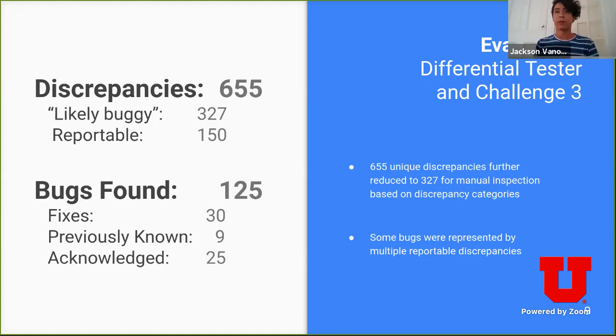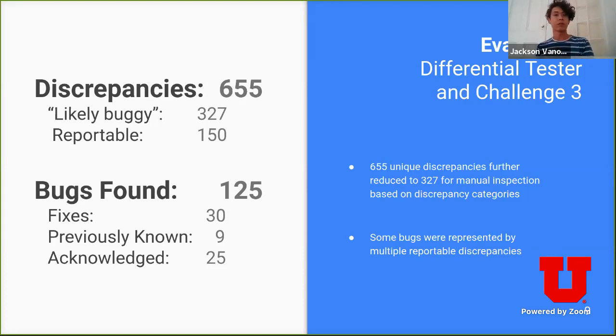And then we have our differential testing component, and we want to know how well it found these discrepancies and if it could figure out which ones were meaningful. We generated 655 unique discrepancies, and these were reduced by about half to 327 based on the assigned discrepancy category, and these we inspected manually. We found 150 of those to represent reportably buggy behavior. And in particular, those 150 discrepancies represented 125 unique bugs.